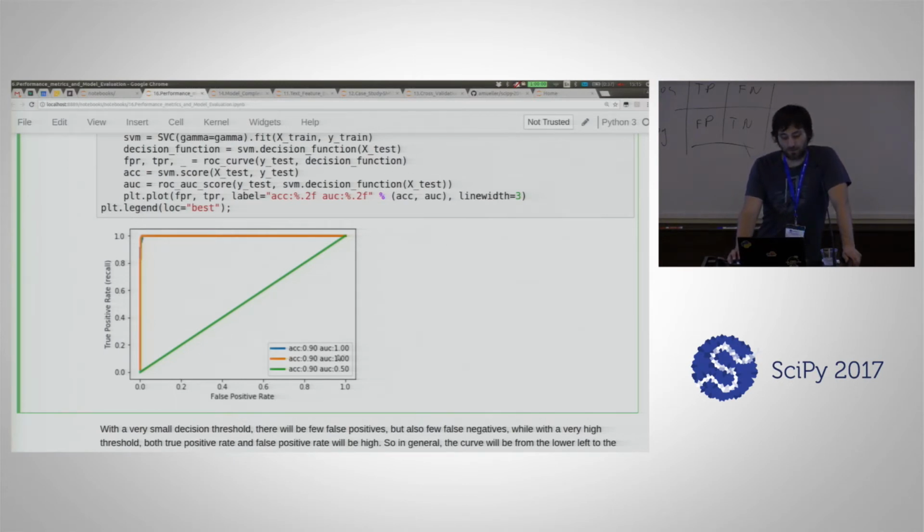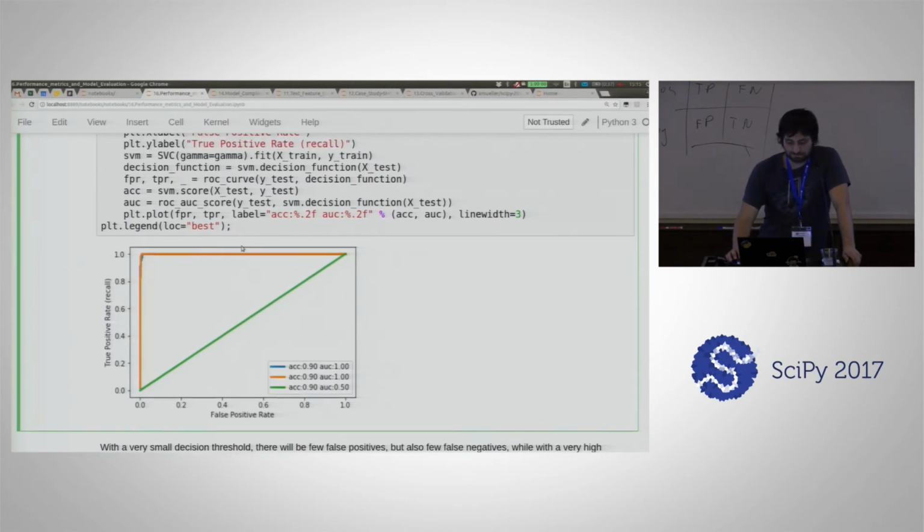Two of them have an AUC of 1. The AUC is a summary of the curve, and it stands for area under the curve. One has an AUC of 0.5. So an AUC of 1 means you're up here in the corner, which means you can get a false positive rate of near 0 with a true positive rate of 1. This means you made no false positives, but you got all the positives correctly, which is perfect classification.